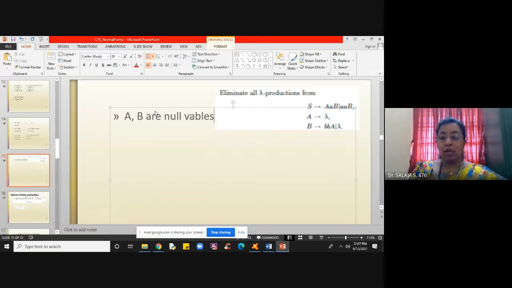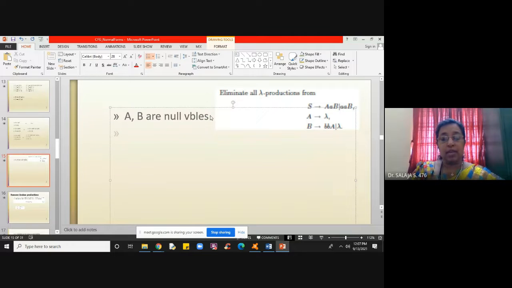We are not talking about S, because even though both A and B are null, here it will generate a small a, and here it will generate two A's together. So that cannot be done. What about A? A has only one option, which is lambda. So wherever A is present on the right hand side of the production, A can be comfortably removed. What about B? B has two options, so you have to check when B is null and when B is not null.